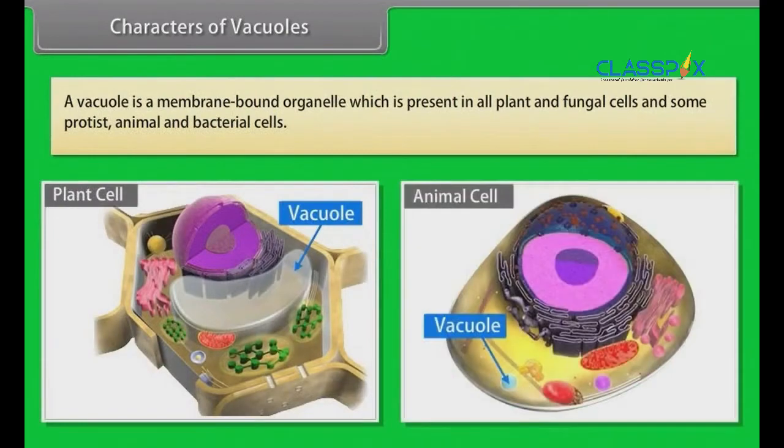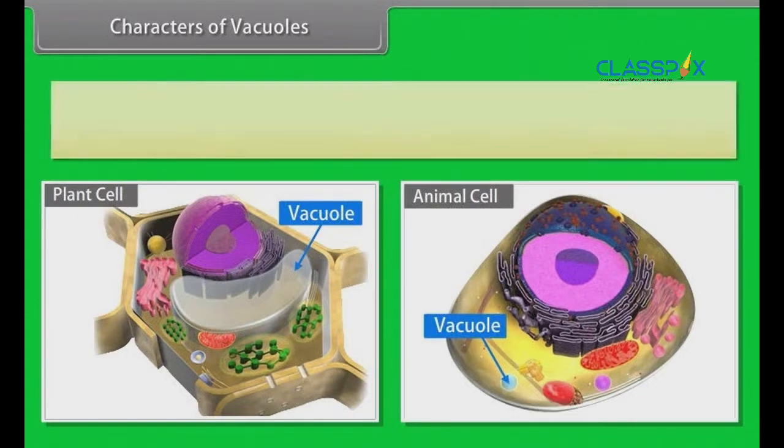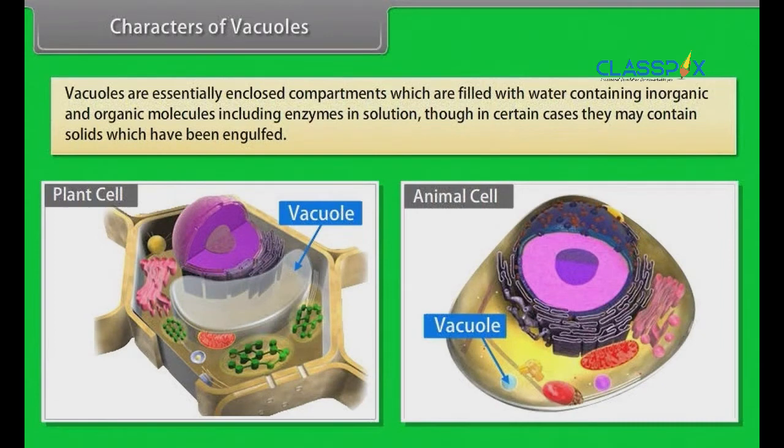Characters of vacuoles. A vacuole is a membrane-bound organelle which is present in all plant and fungal cells and some protist, animal, and bacterial cells. Vacuoles are essentially enclosed compartments which are filled with water-containing inorganic and organic molecules, including enzymes in solution, though in certain cases they may contain solids which have been engulfed.